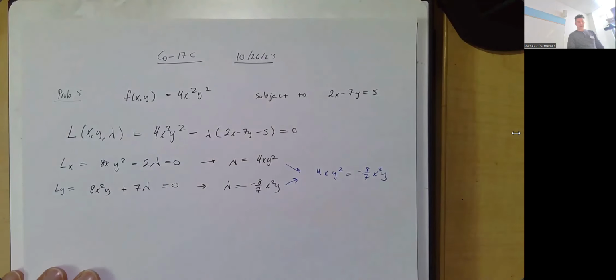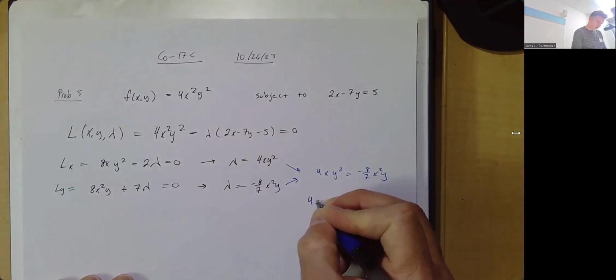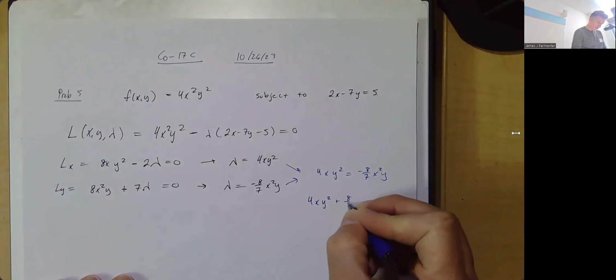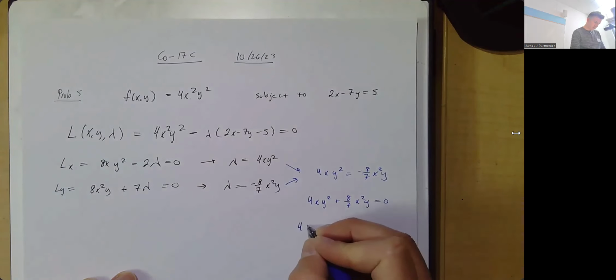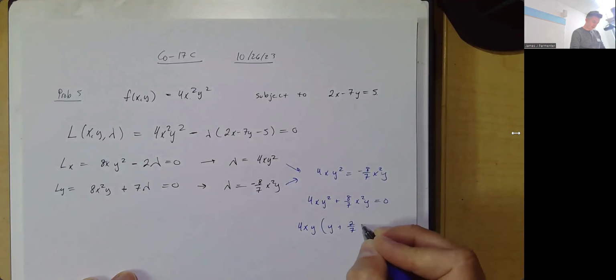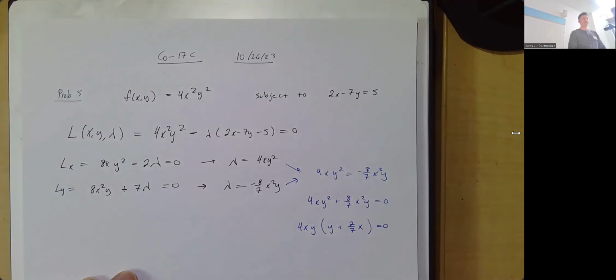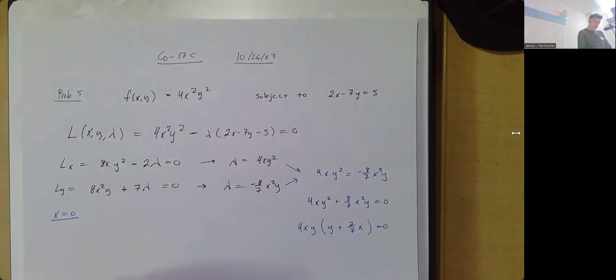And don't make the mistake I often tend to make here and divide both sides by x y. Technically, that's not the right thing to do. We should bring everything to the same side, factor out, and see what we get. So bringing everything to the left, I have 4x y squared plus 8/7 x squared y equal to 0. I can factor out a 4 and an x and a y. I'm left with y plus 2/7 times x equal to 0. So either x equals 0 or y equals 0 or y plus 2/7 x equals 0.